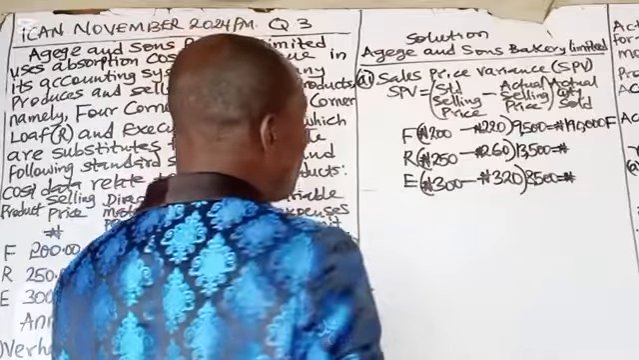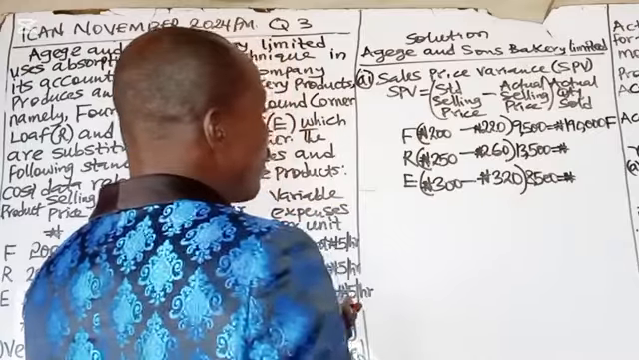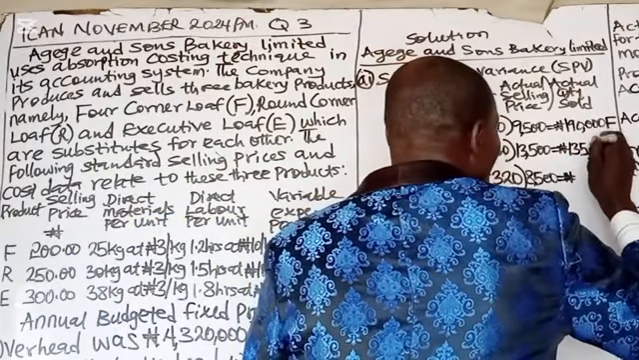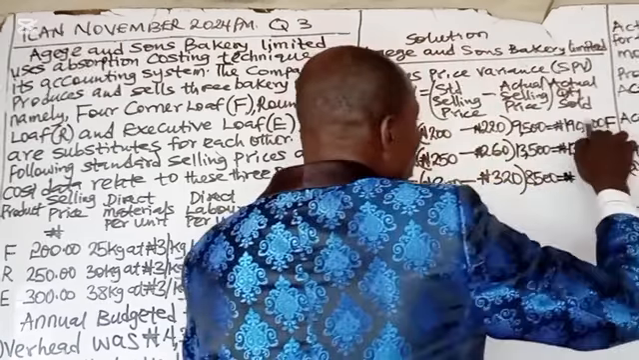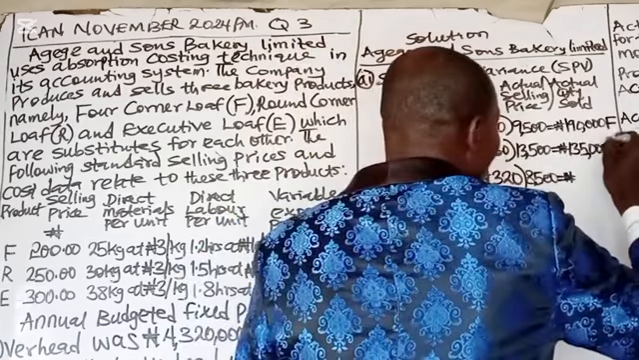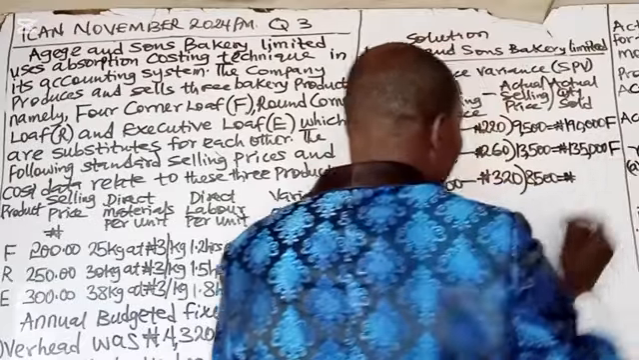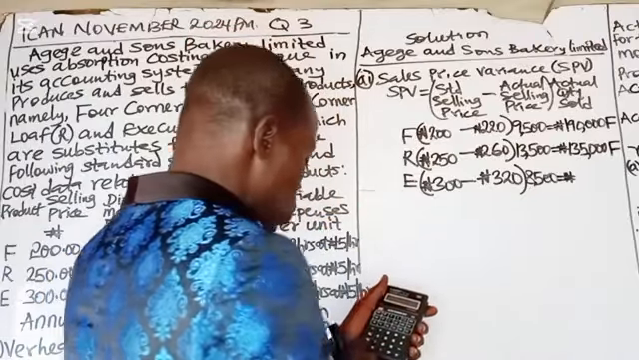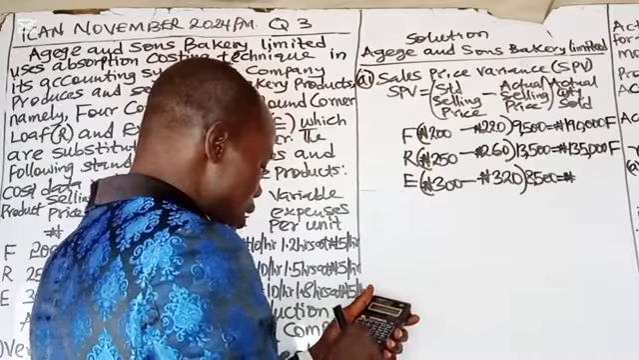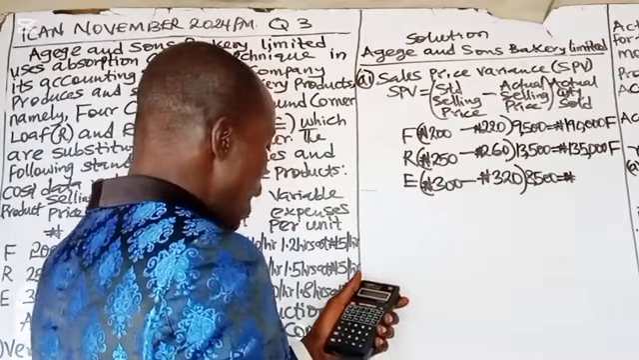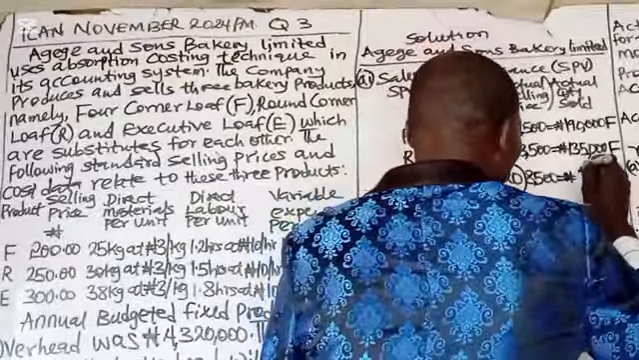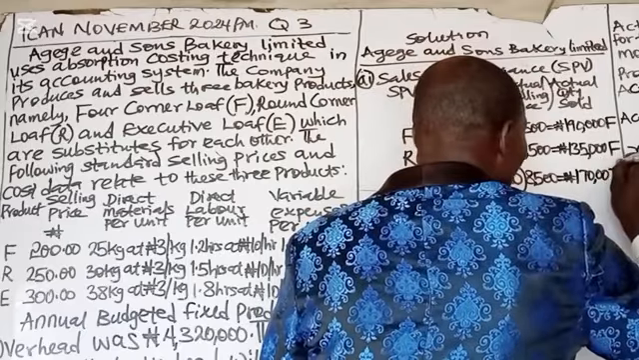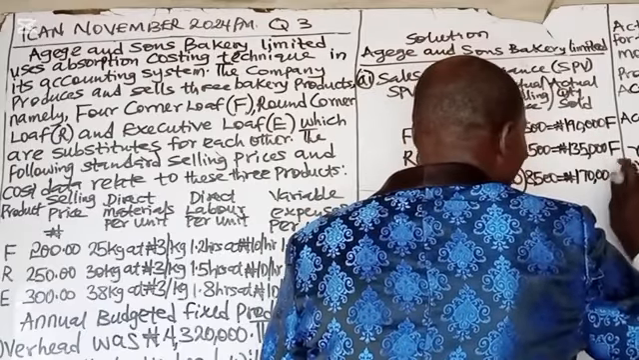250 minus 260, that will be 10. 10 times 13,500, that will be 135,000 naira. It was sold more than planned, therefore it is a favorable variance. Then 300 minus 320, that will be 20. 20 times 8,500, so we have 170,000 naira. It is also a favorable variance.